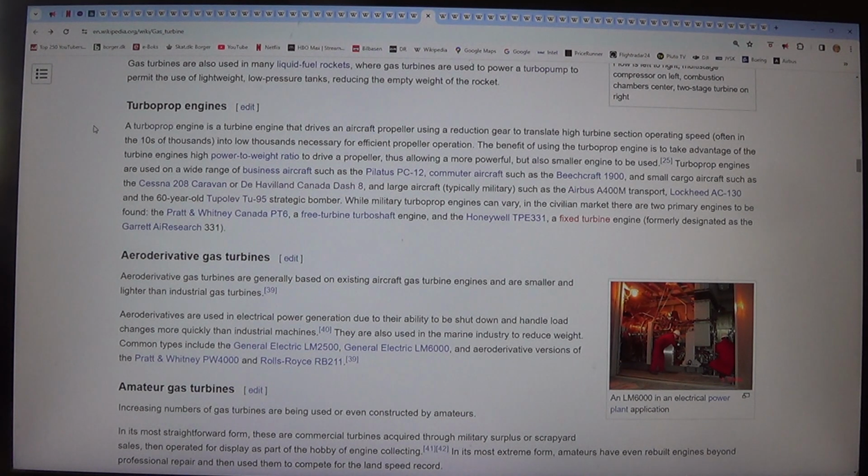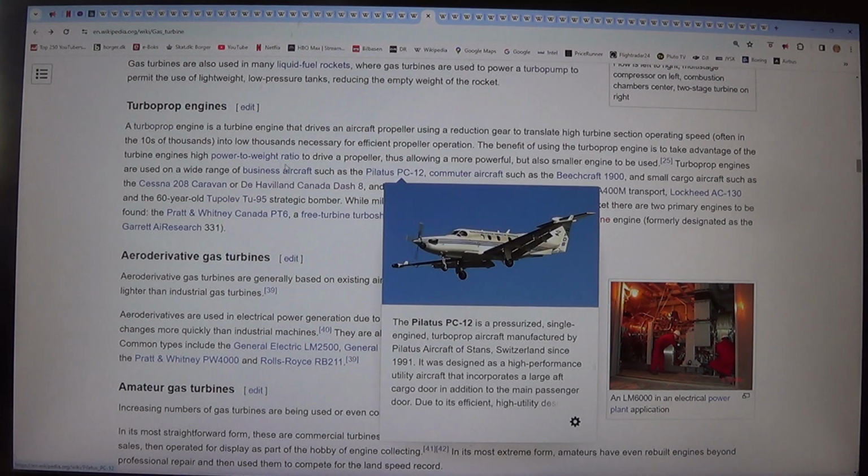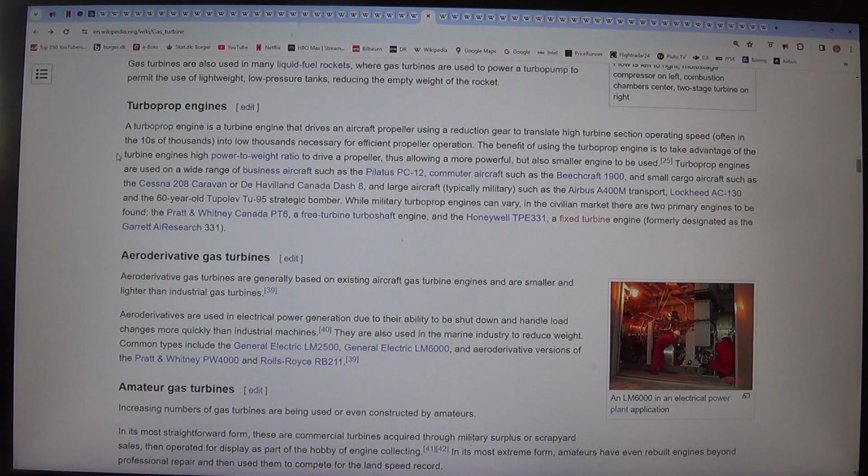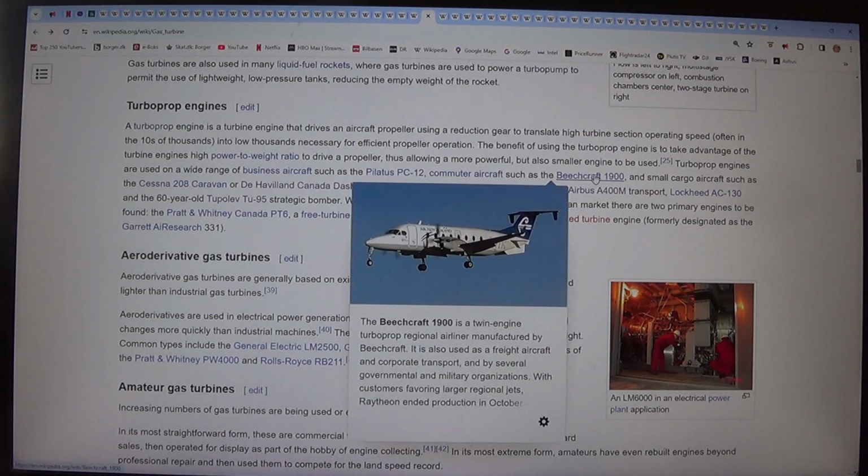Turboprop engines are used on a wide range of business aircraft such as the Pilatus PC-12, commuter aircraft such as the Beechcraft 1900, and small cargo aircraft such as the Cessna 208 Caravan or de Havilland Canada-8, and large aircraft, typically military, such as the Airbus A400M Transport, Lockheed AC-130 and the 60-year-old Tupolev Tu-95 strategic bomber.